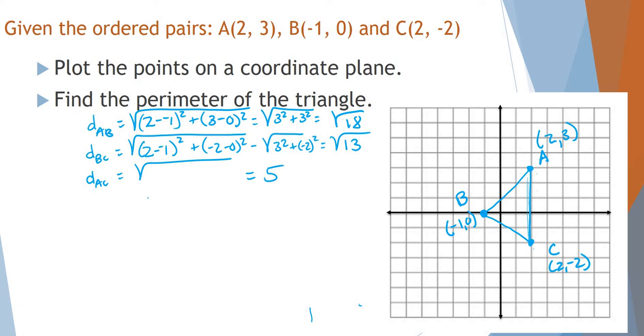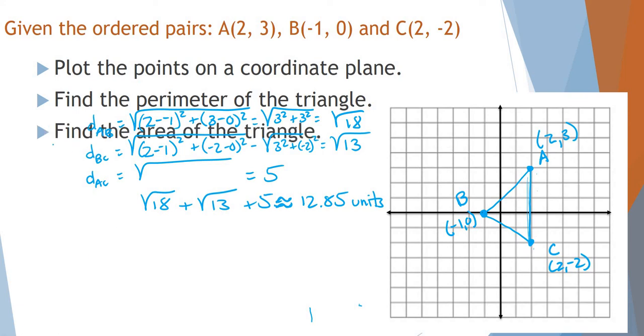So the perimeter is the square root of 18 plus the square root of 13 plus 5. If you plug that in your calculator, that's approximately equal to 12.85 units. We don't have a particular value. Okay? My last question, and I should have done it down here, I'm sorry, is find the area.